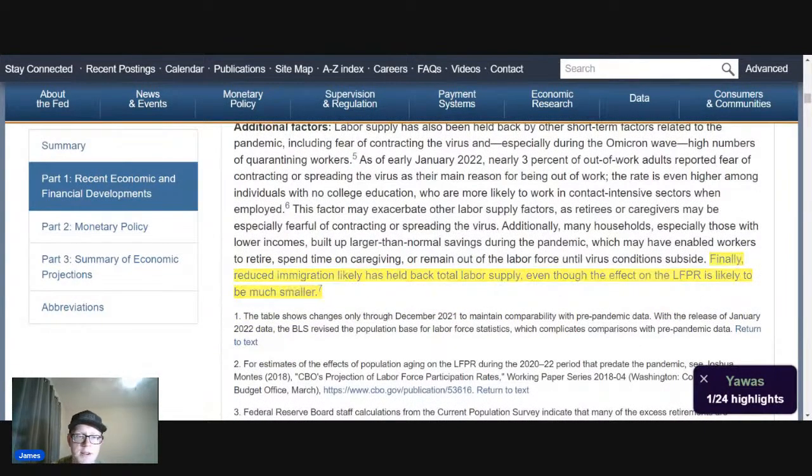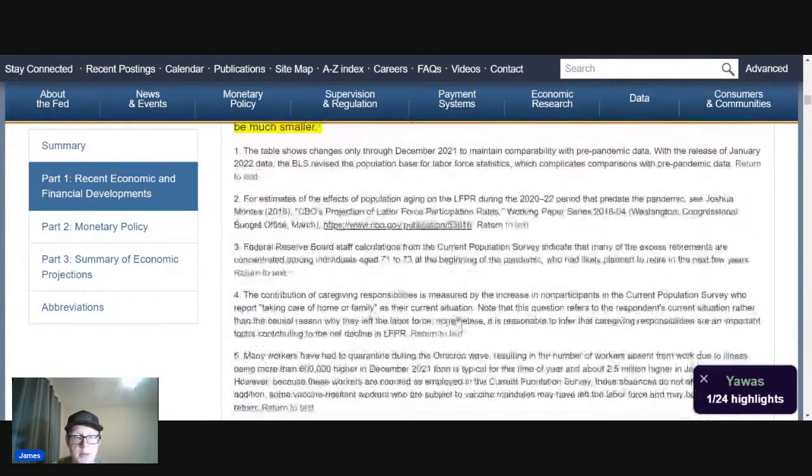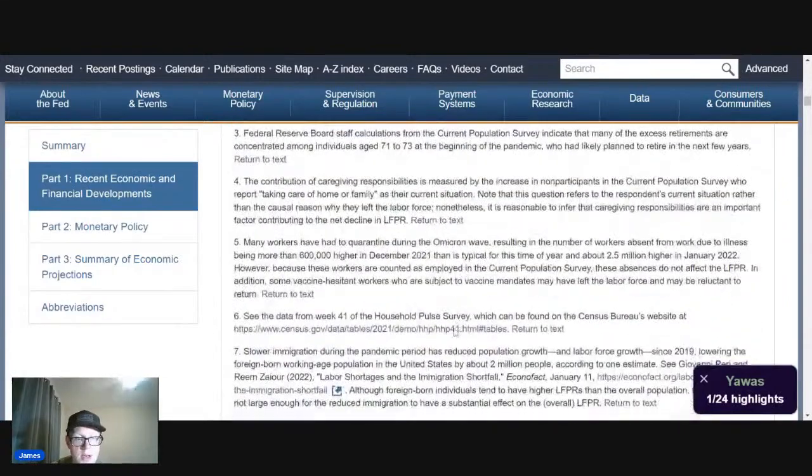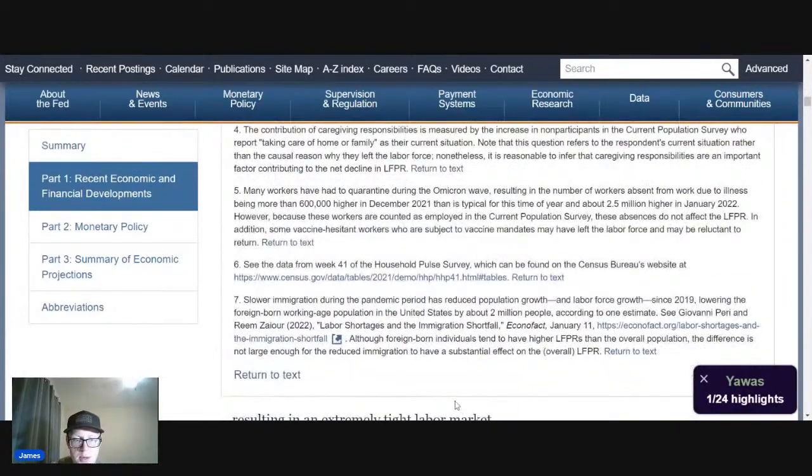Also, I'm just going to say, finally, reduced immigration likely has held back total labor supply, even though the effect on labor force participation rate is likely to be much smaller. And it's what, 7? So if you want to look more into this, you can.